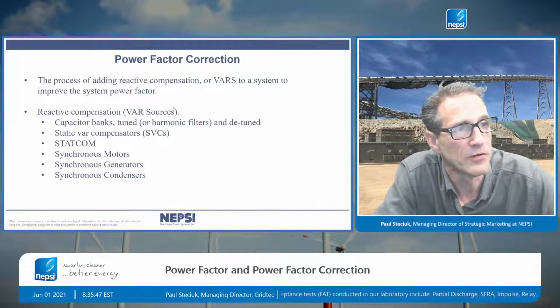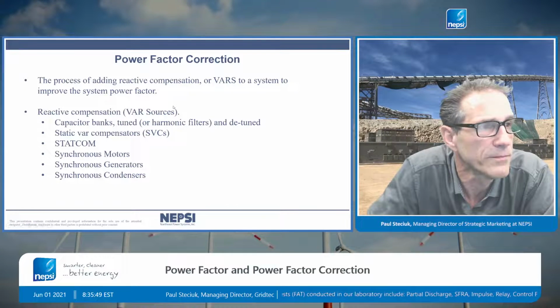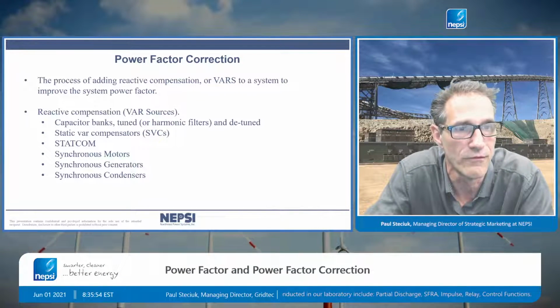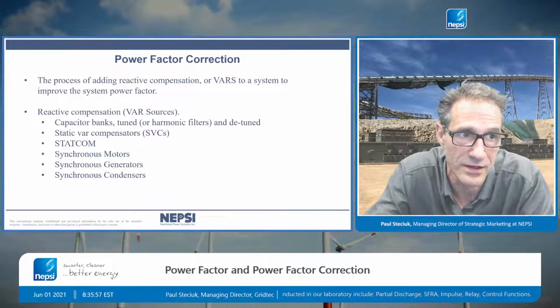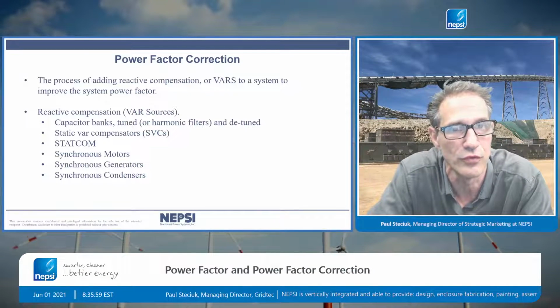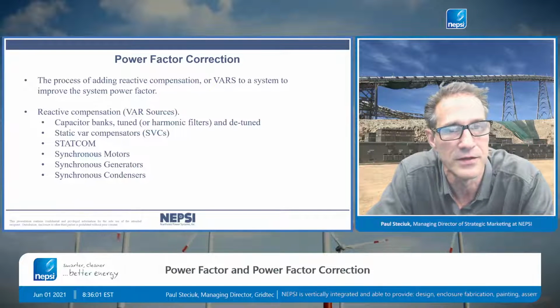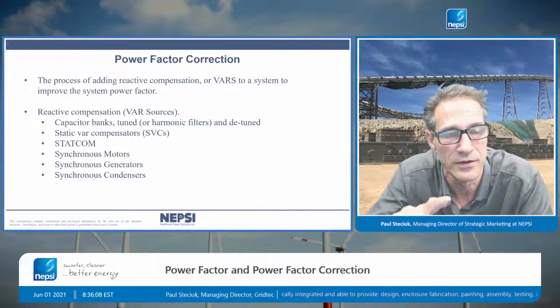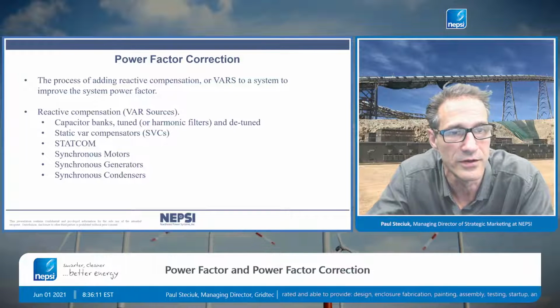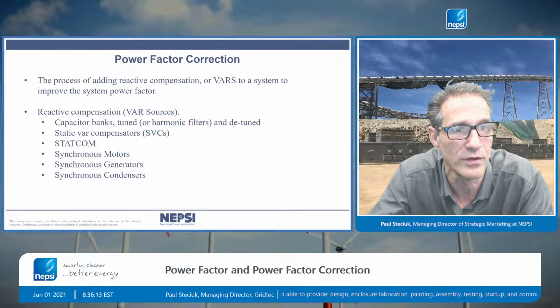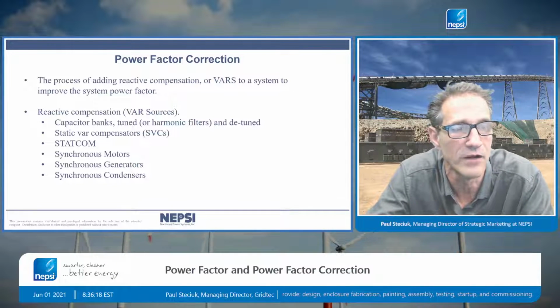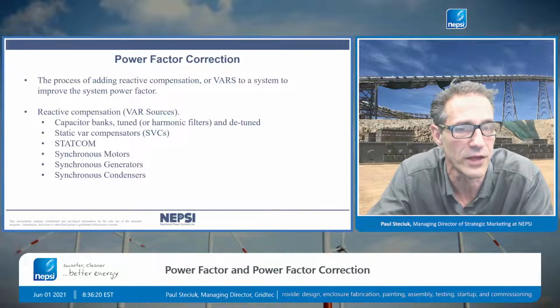So let's talk about power factor correction. It's the process of adding reactive compensation, or VARs in this case, and a lot of times capacitor banks, to a system to improve the system power factor. Reactive compensation can come from various sources. These include capacitor banks and harmonic filter banks. Oftentimes capacitor banks are termed detuned capacitor banks, but it's still a capacitor bank. And harmonic filter banks also supply reactive power.